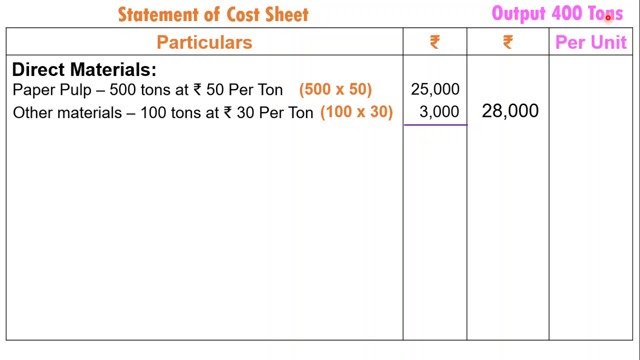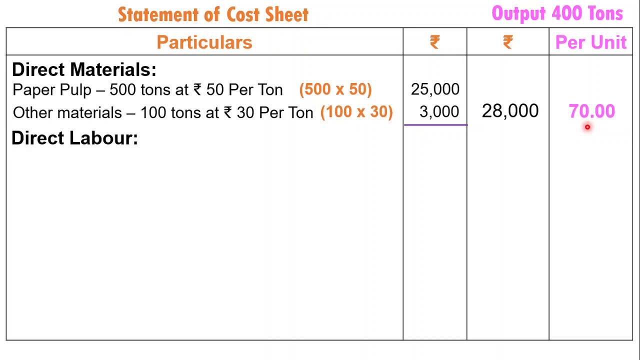In order to arrive at the per unit or per ton value, we need to divide this 28,000 of direct materials value by 400. If we divide it, then we obtain 70 rupees per unit or ton. Second title, after direct materials, we add direct wages, that is direct labor.